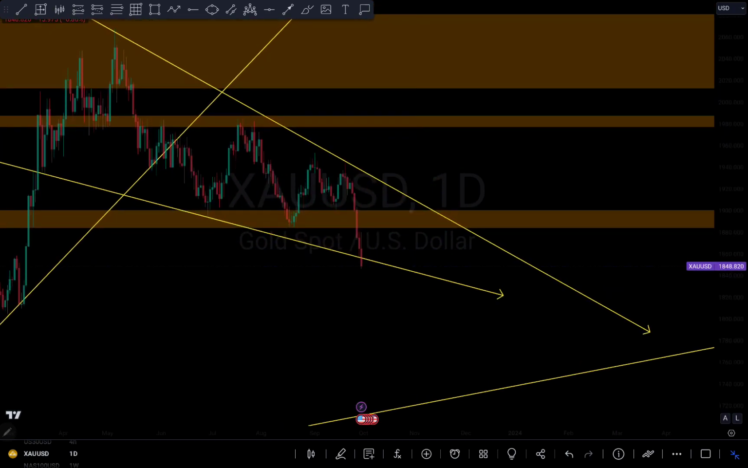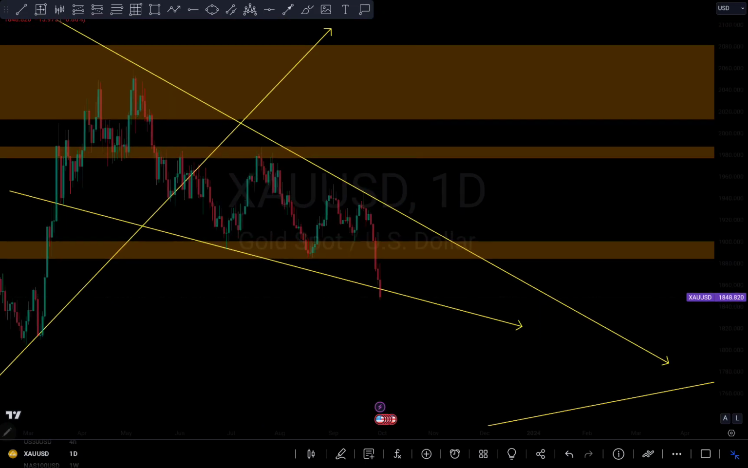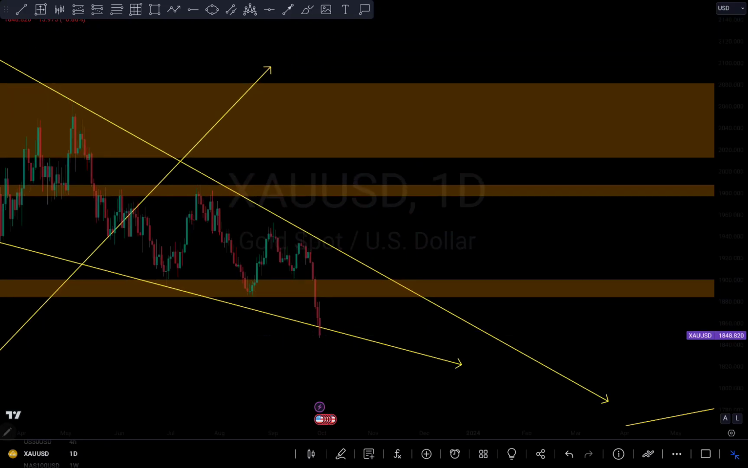That's why I say, don't just use support and resistance. It works, but add more confluences for you to be able to mark up your charts, right, based on chart pattern. So let me just do a quick recap.